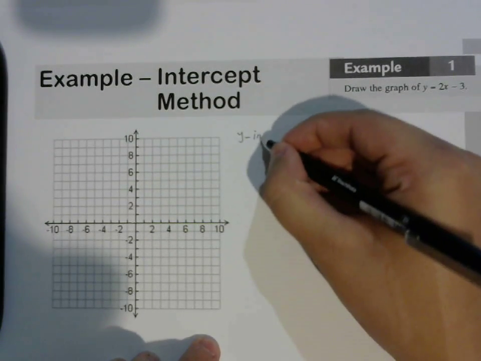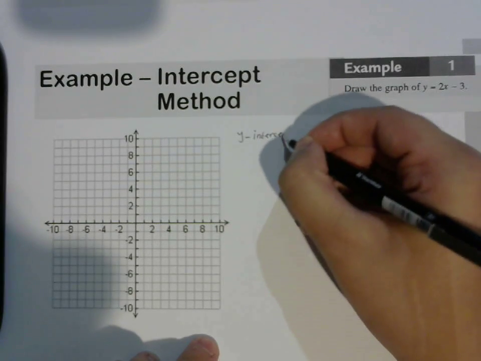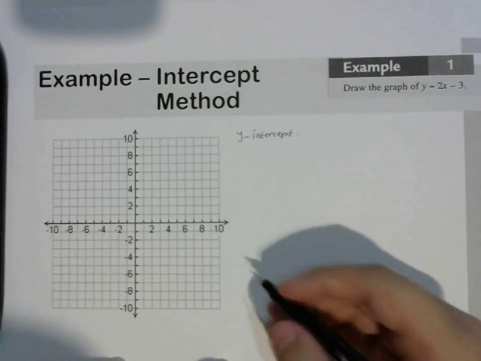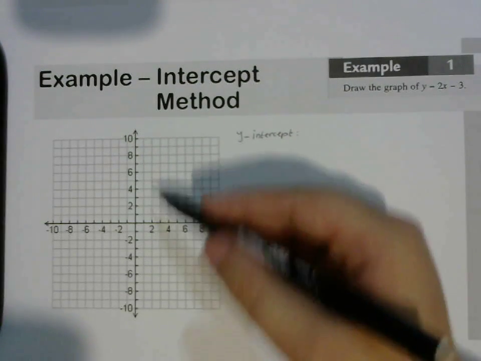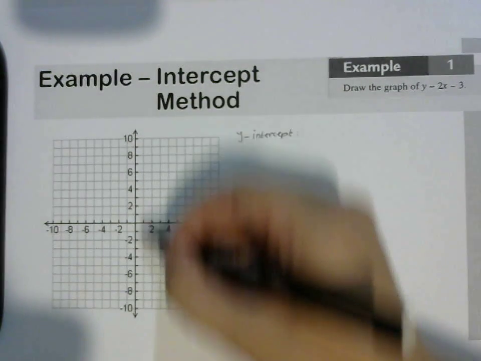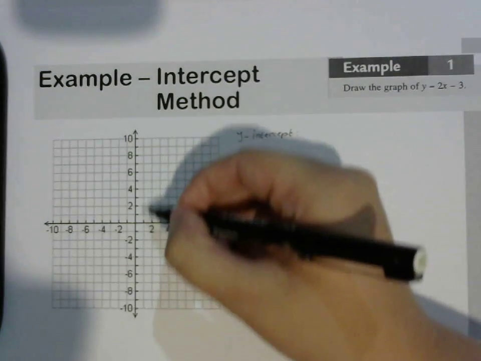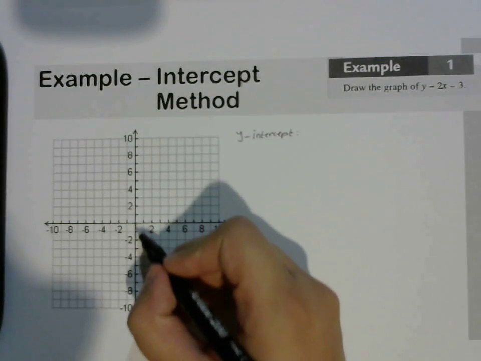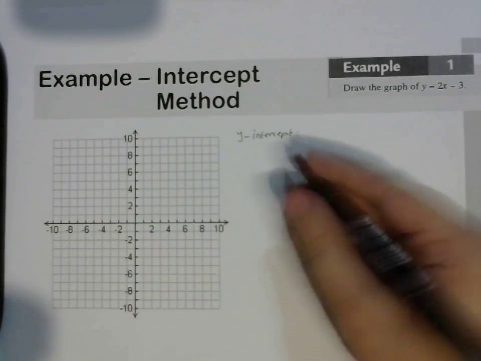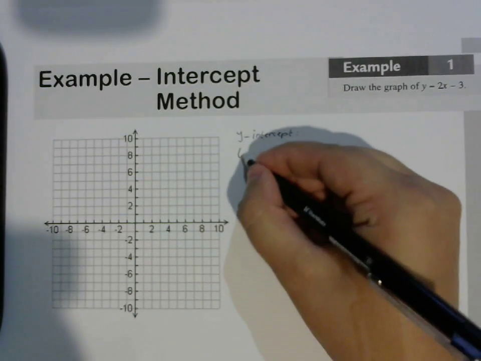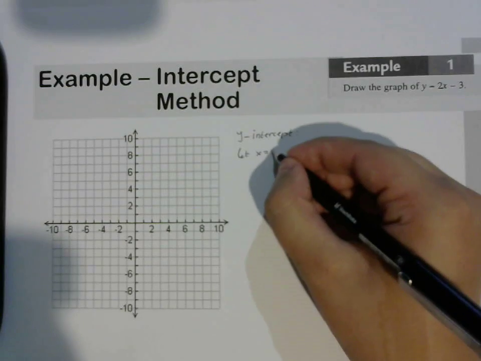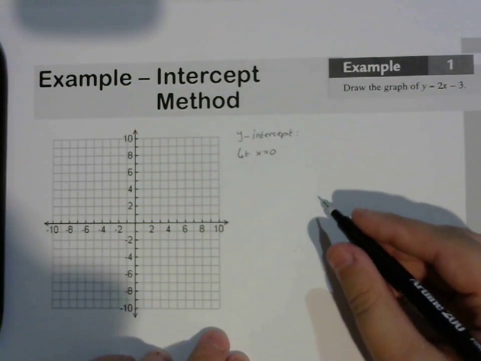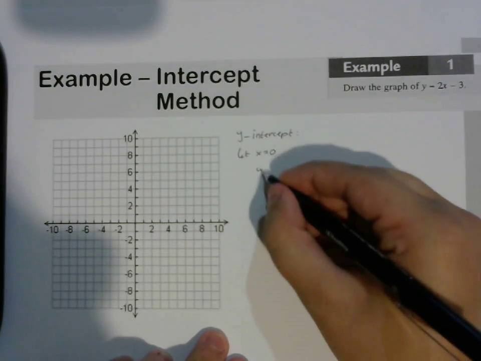So we have the y-intercept, the point where we cross the y-axis, and when we're looking at the y-axis, we're looking at all of the points where x is 0. So because we're looking right here in the middle of the x-axis where x is 0, we're going to let x equals 0. So we're choosing x to be 0, and we're going to calculate what y is going to be.